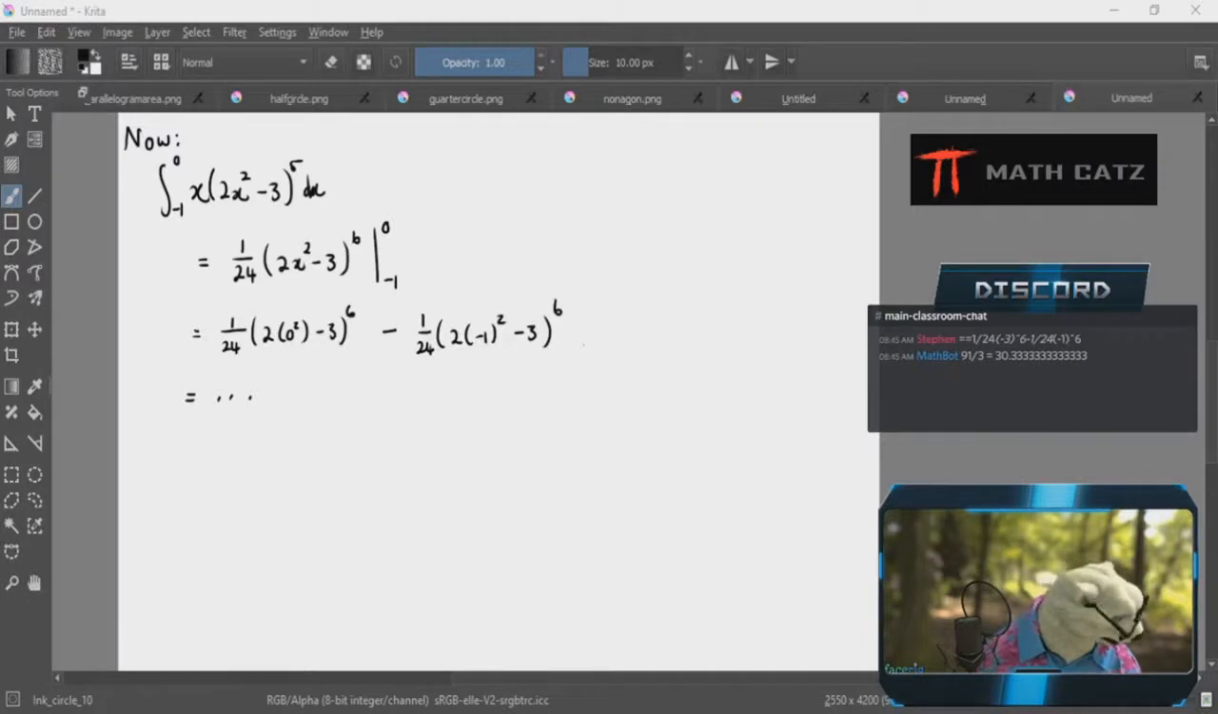Let me just double check. Hopefully that is what you got as well. Let me know if it's not. I have 1 over 24. And then I simplified the bracket because of the 0 is just a -3 inside to the power of 6 minus 1 over 24. I simplified that bracket because -1 squared is 1. So I have 2 minus 3, which is -1 to the power of 6. Okay, it looks okay, but let me know. Everyone can make a calculator mistake very easily, especially if you're trying to do it quickly.